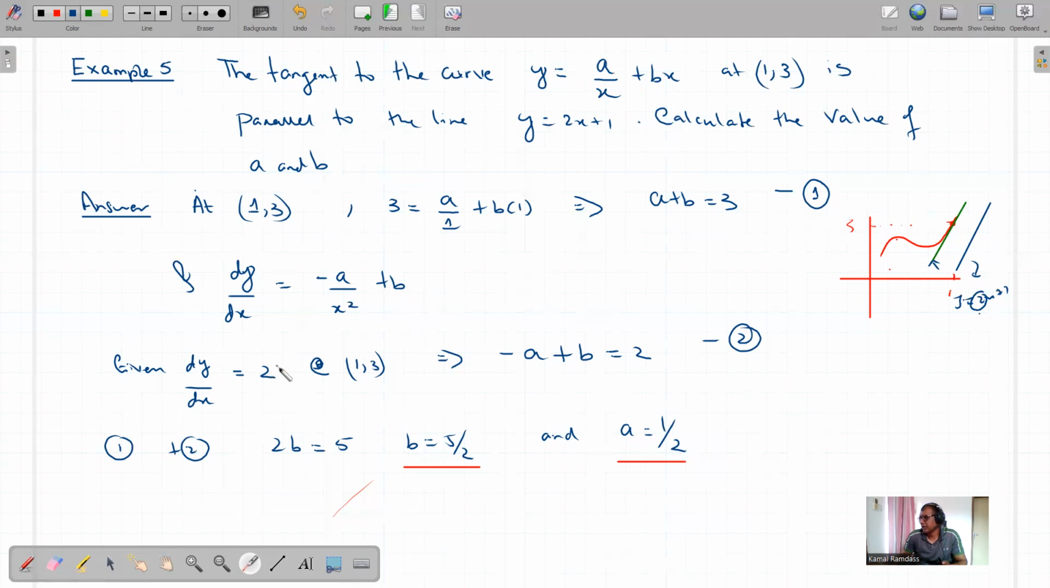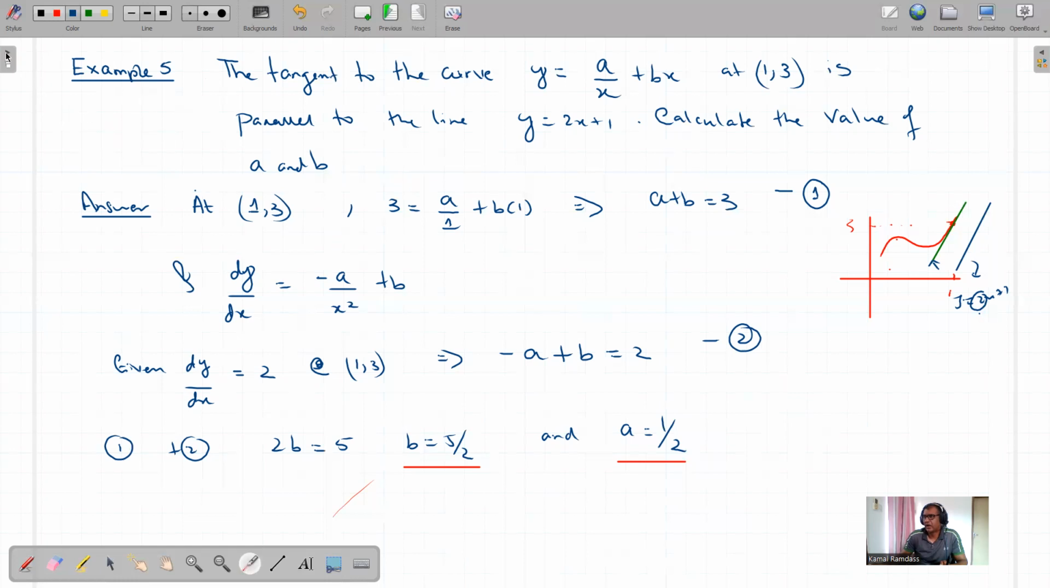Bon, évidemment, ça parallèle to the line y is equal to 2x plus 1. Ça veut dire dy by dx is equal to 2 at the point 1, 3. Ça veut dire on remplace 1 là-dedans, minus a over 1 plus b is equal to 2. On gagne minus a plus b is equal to 2. Ça, c'est la deuxième équation. On gagne deux équations. On est capable de solve simultaneously. Ça veut dire 1 plus 2 directement. On gagne 2b is equal to 5. b is equal to 5 over 2. And a is equal to half. On a juste à remplacer.